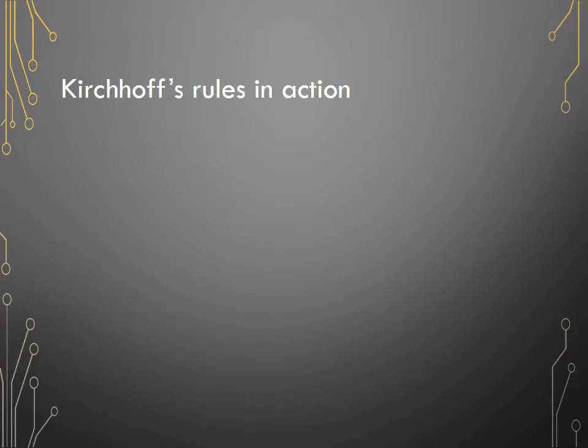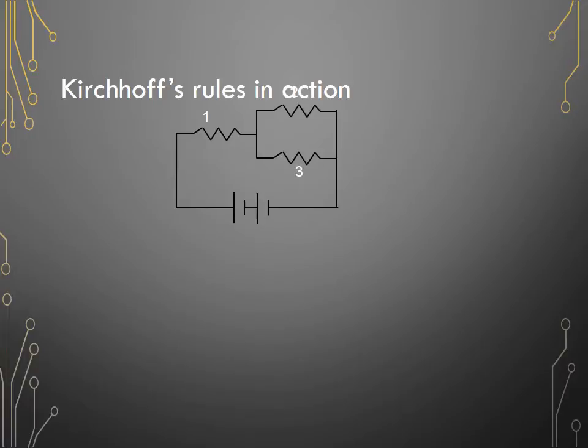All right, what does that mean? Let's look at it in action. So here's a circuit, all right, and the resistors 1, 2, and 3. Sorry, 2 is a little bit hidden there. So let's look at the junction rule.